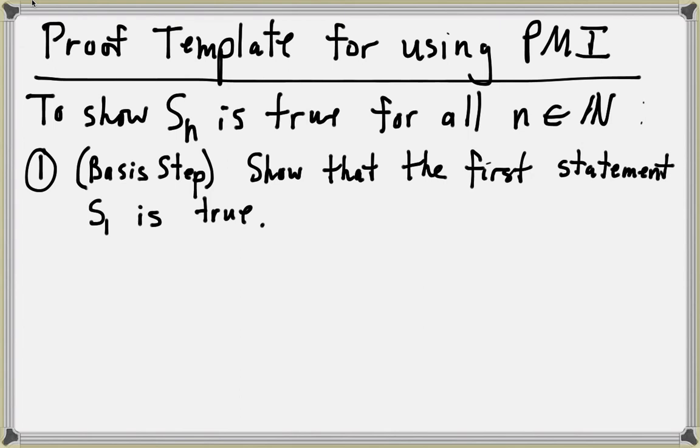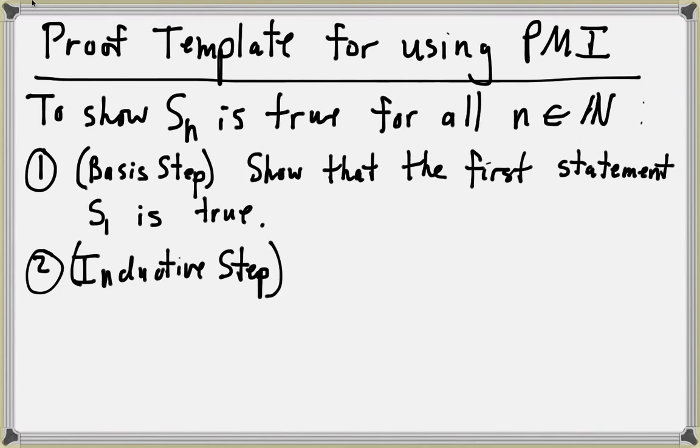Then the second step is called the inductive step. And the inductive step includes what we call the inductive hypothesis. So in this step, we suppose that the statement is true for some natural number n. Okay, so suppose that statement Sn is true for some natural number n.